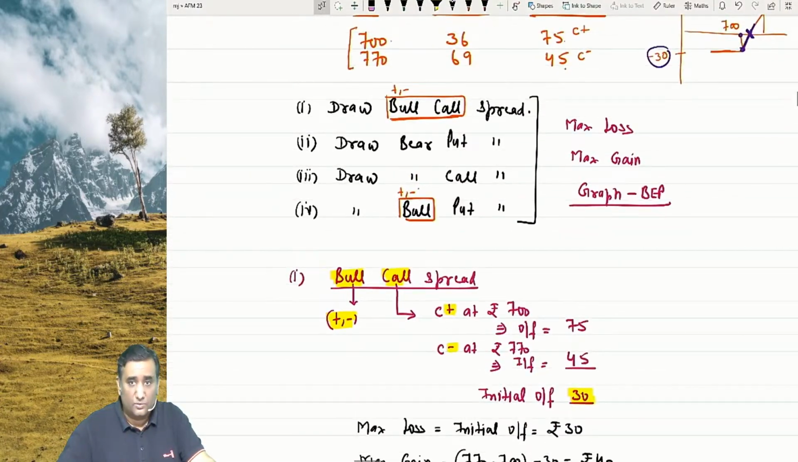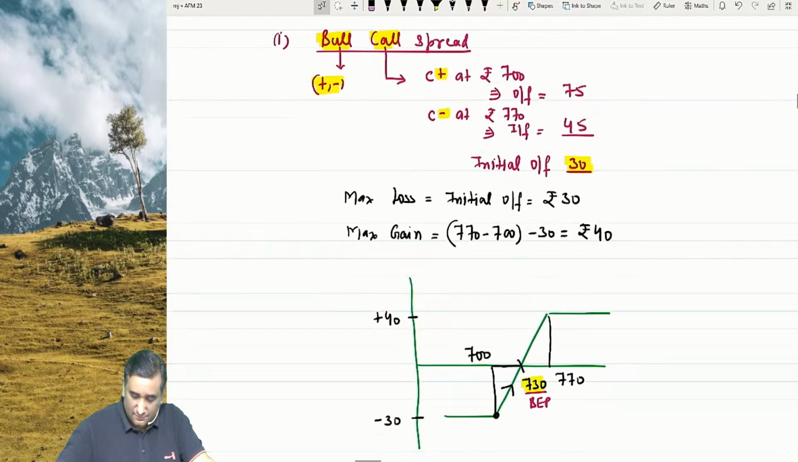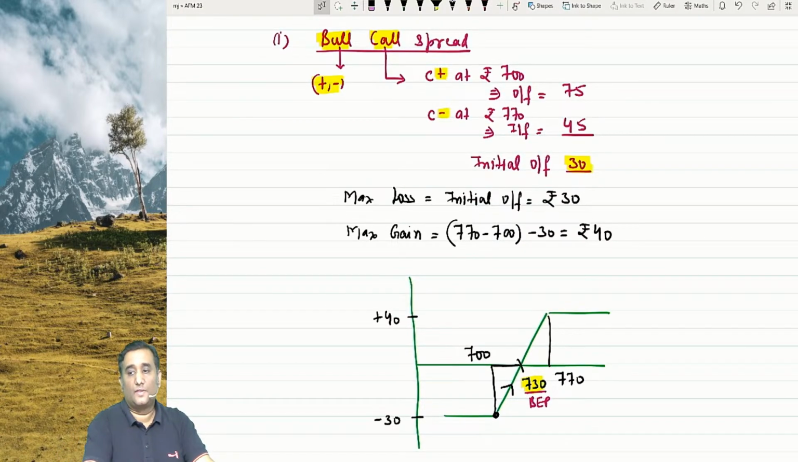Can I show the first answer now? This is my first answer. Bull was plus minus. Since it was a call, it was straightforward. There was no pain. 700 outflow.